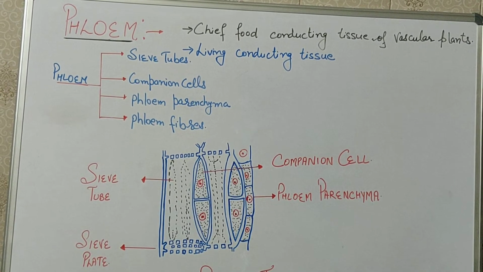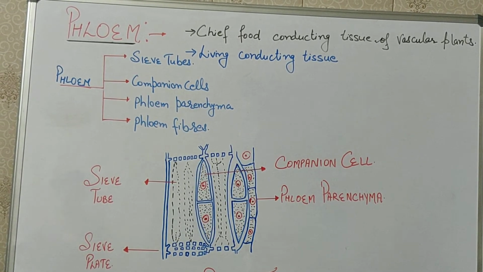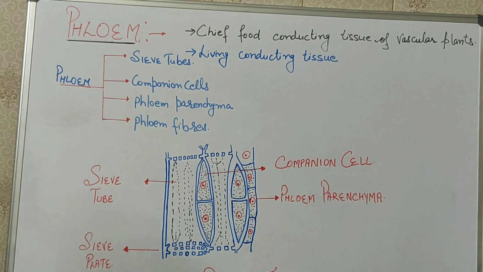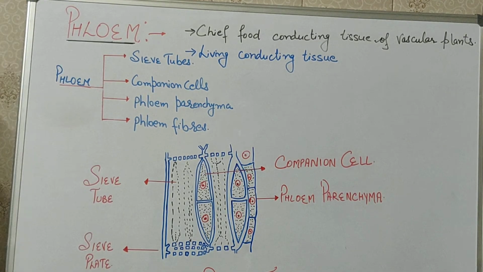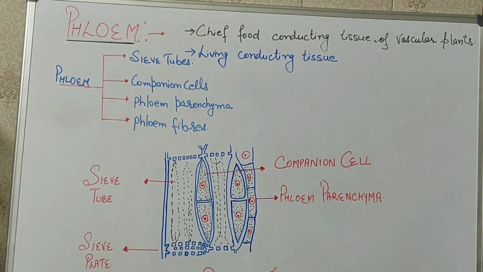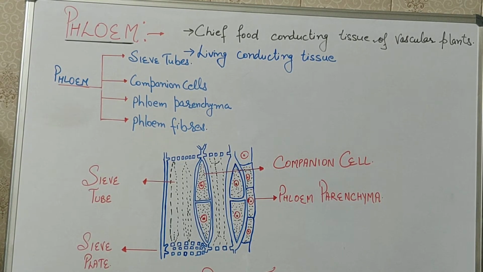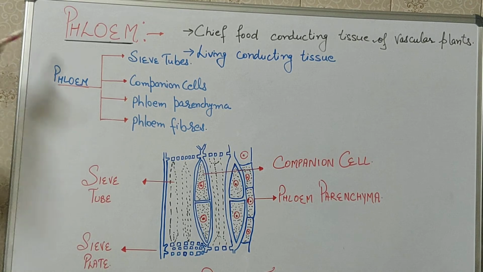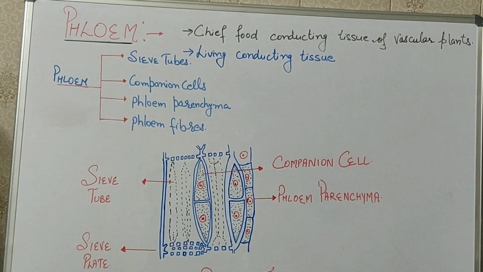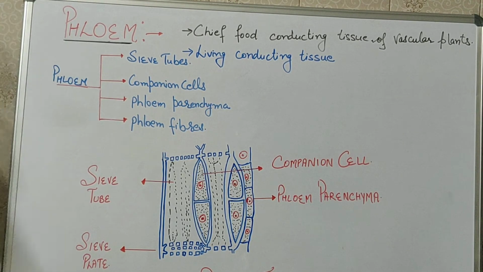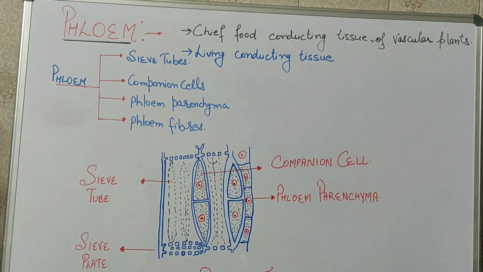We are going to start with the second type of complex permanent tissue. This complex permanent tissue is phloem. Earlier we discussed xylem, which is responsible for transport of water from roots to various aerial parts of the plant. Now we are going to discuss food conducting tissue. Food conducting tissue of a plant is known as phloem.